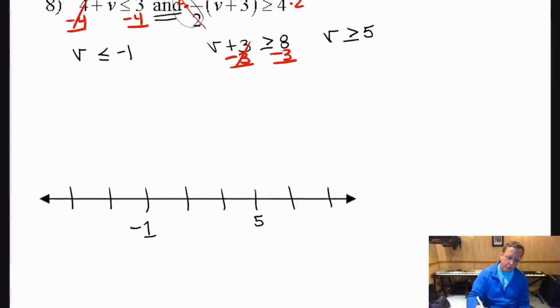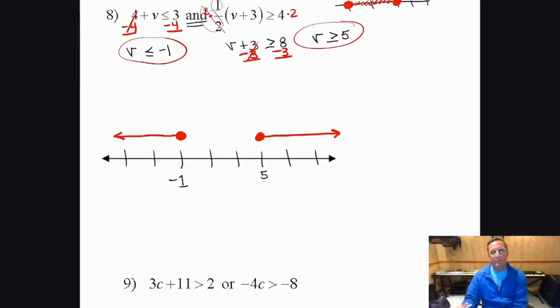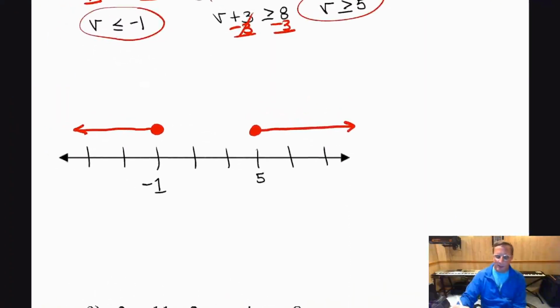And so negative 1, we got v is less than or equal to negative 1. I'm going to do a closed point. Vector is going this way. And then right here, v is greater than or equal to 5. Closed point, vector is going to the right. And that's not how a conjunction should look. That's not how intersections should look. So what this basically is saying is that this has no solution.